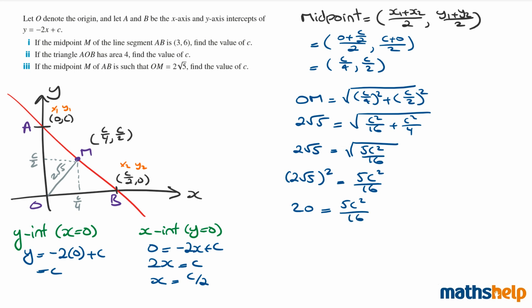If we multiply both sides by 16, we're going to get 320 is equal to 5c squared. And if we divide by 5, then c squared is going to be 64. Solving for c, we're going to get c is equal to plus or minus 8. But c has to be larger than 0 because our coordinate is larger than 0. So therefore, the value of c has to be 8.